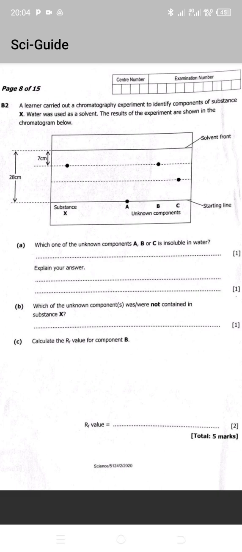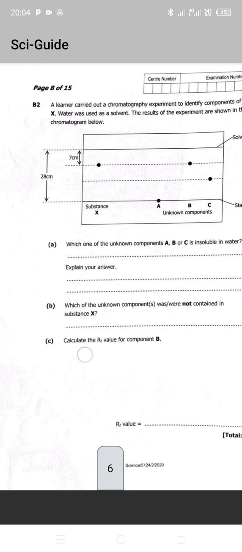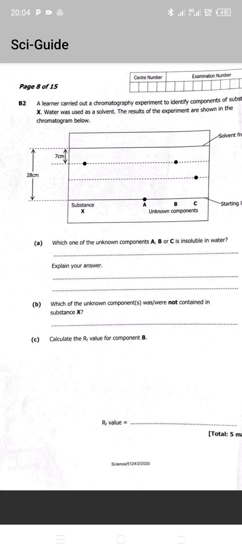So on the chromatogram here we have substance X. Then we also have the components which were suspected to be in substance X. So these components which were suspected to be in substance X were A, B, and C. So let's go direct to the question. The first question is: which one of the unknown components A, B, or C is insoluble?